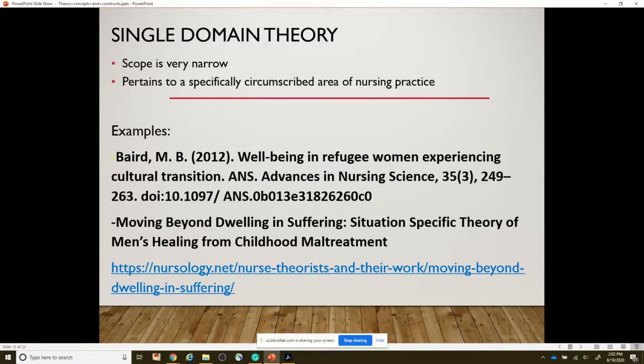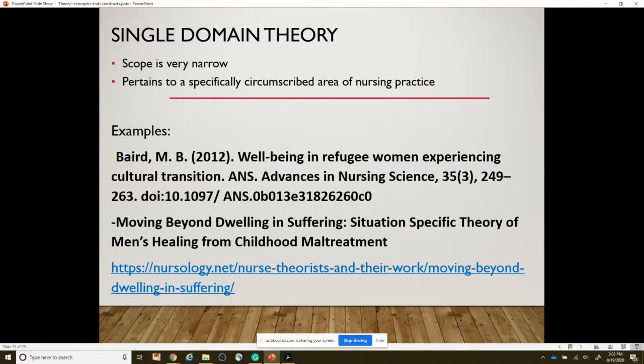An example would be Bayard's theory. See how it just applies to a specific instance: well-being in refugee women experiencing culture transition. So it just deals with well-being in a particular population, refugee women, during a particular experience, which is cultural transition. So super specific.